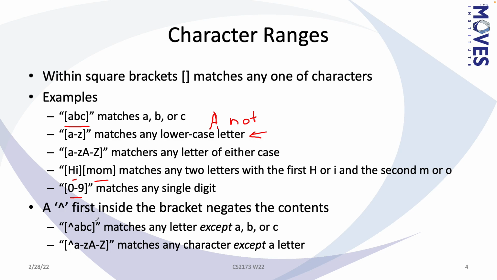Now, this is a little confusing because the up arrow character has two different meanings depending on where you put it. The first one is if we put it inside the bracket as the first element, then that will negate everything that follows. So [^abc] within the bracket will match any letter except a, b, or c. And that works with ranges as well. So [^a-zA-Z] matches any character except a letter.